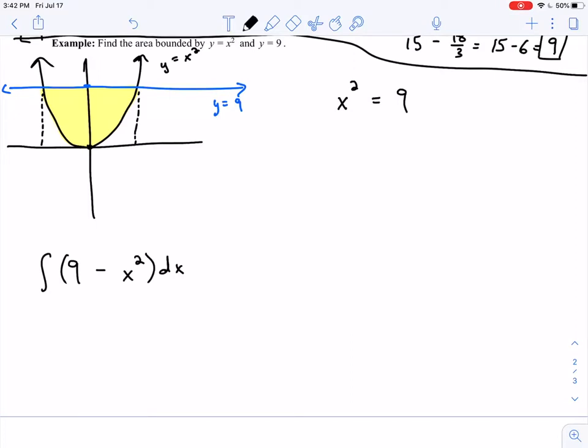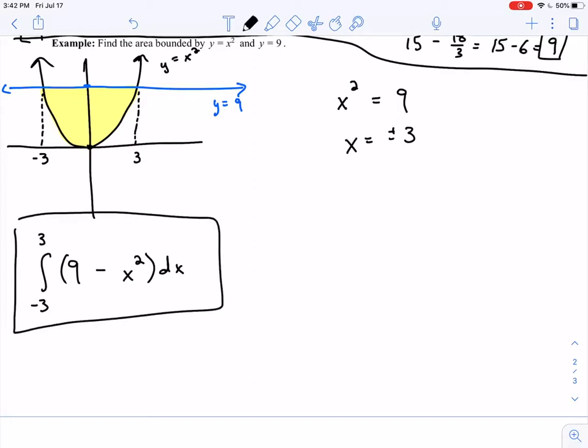So this one's pretty nice to solve. I just take the square root of each side. I end up with x equals plus or minus 3. So that means it intersects over here at positive 3, and then on the left-hand side at negative 3. That also means that these are the limits of integration here. So my limits of integration will be from negative 3 to positive 3. So here is the definite integral that I'd like to evaluate. From here on out, I don't really need to look at my picture or anything else. I know that I'm just evaluating this definite integral.